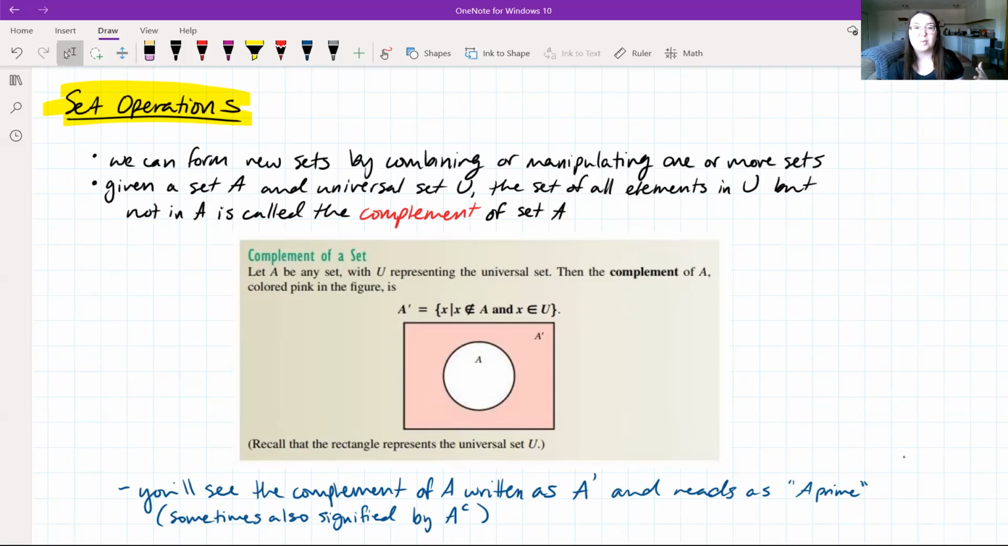Sometimes you'll also see it written with a superscript, or an exponent, of C. So you can see it written either way, but I think mostly we're going to be working with A apostrophe, or A prime. So we say A prime is equal to the set of x, where x is not in A, but x is in U. So if we're thinking about the complement of A, or A prime, this is just going to be any element not contained in A, but contained in the universal set.